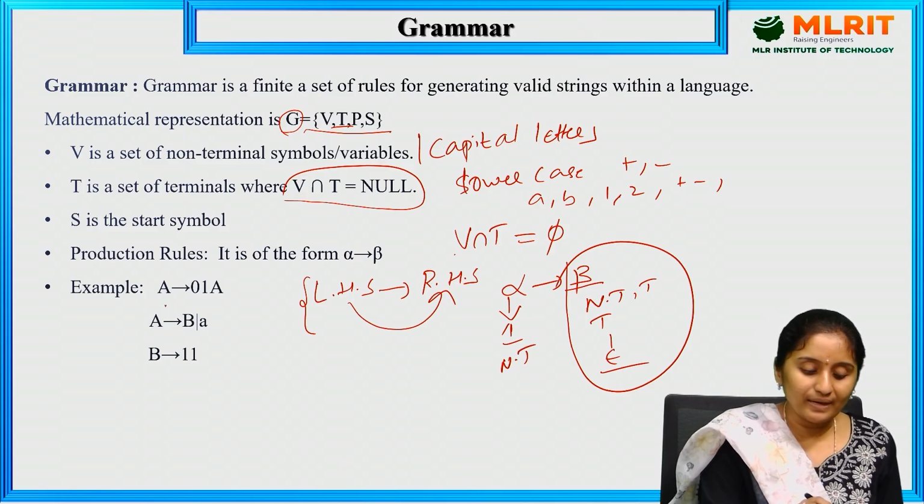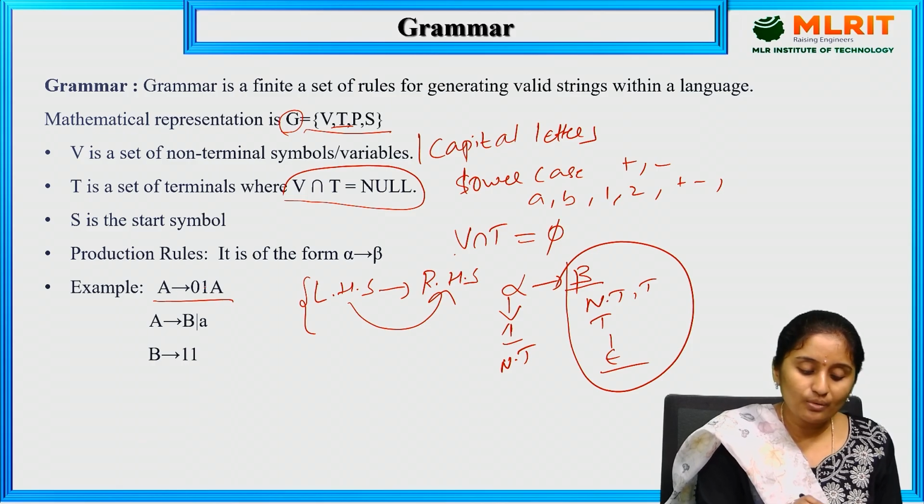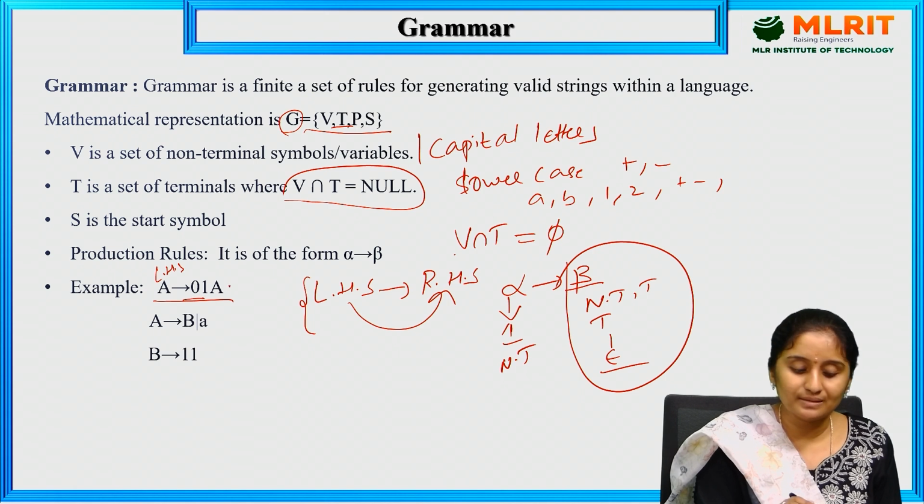Let us see one example. A produces 0 1 A. See here, A produces 0 1 A. A is the non-terminal in the LHS part. Coming to the RHS, 0 1 A: 0 and 1 are terminals, lowercase symbols, and A is a non-terminal. It is a production. And this is also one type of production.